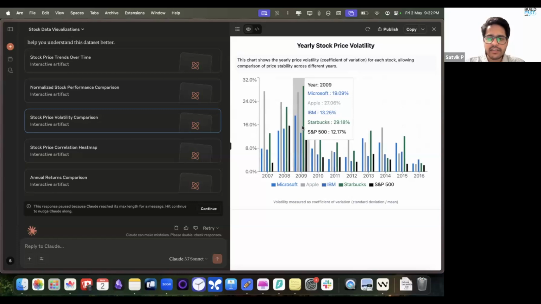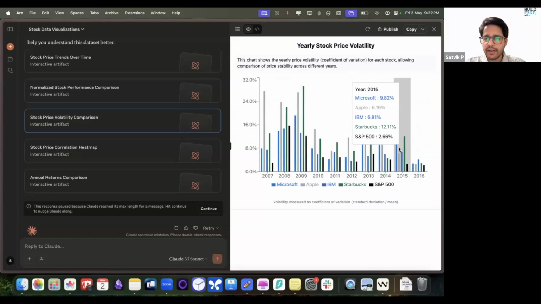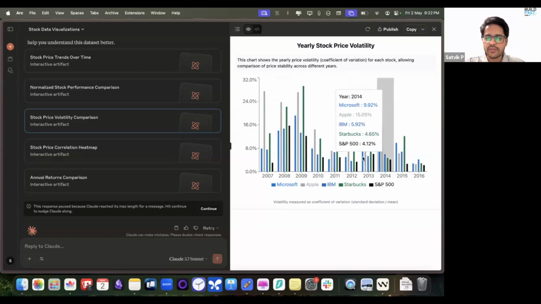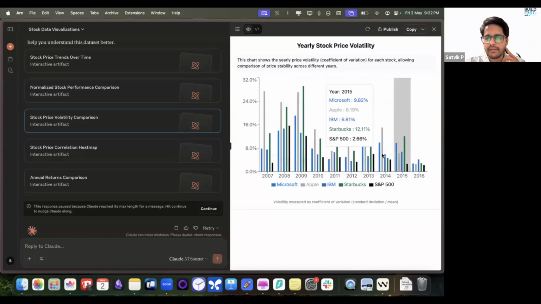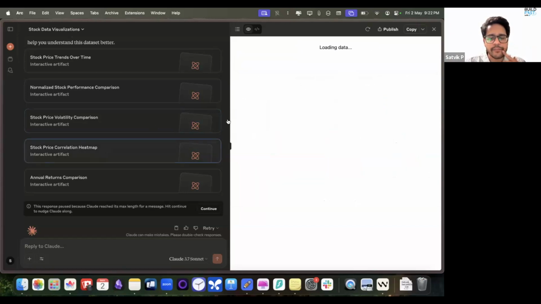Let's say Starbucks has the highest volatility in this year, let's say 2015, and as you can see, S&P 500, which is a combination of 500 top stocks, has the lowest volatility, because even if one stock rises up, others might be low or the same. So that way you can see that this is also a helpful plot.